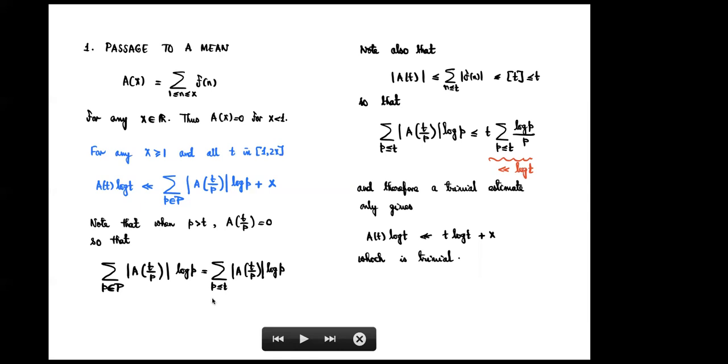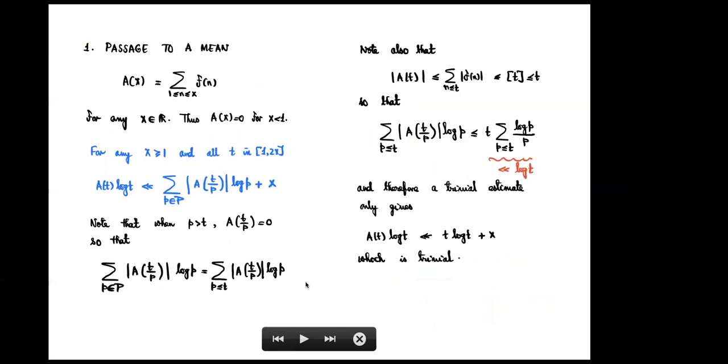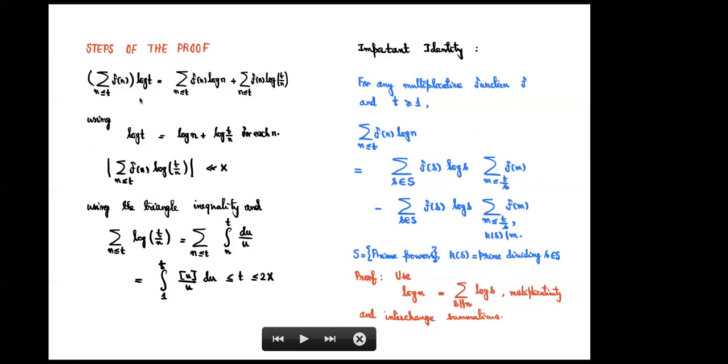So now let me go to the next. What were the steps in the proof of this inequality that I stated, the one stated here? So this inequality that we proved yesterday, what were the steps in the proof? First, we wrote the sum of f(n), n less than or equal to t. This is your A(t).